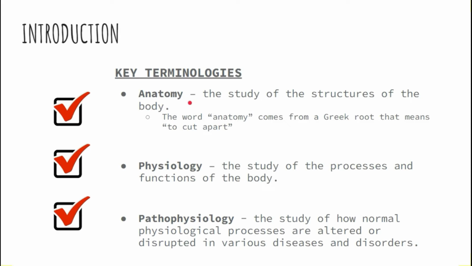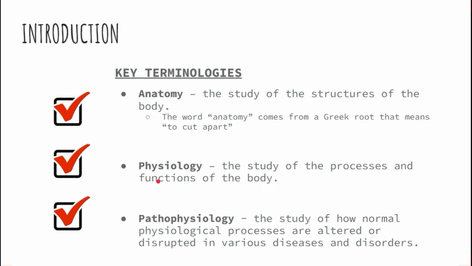Basically, what is the structure or what is the organ? The word anatomy comes from a Greek root that means to cut apart. And then aside from anatomy, we will also be dealing with physiology, the study of the processes and functions of the body. Here in physiology, it's more focused on what is the function of that organ.